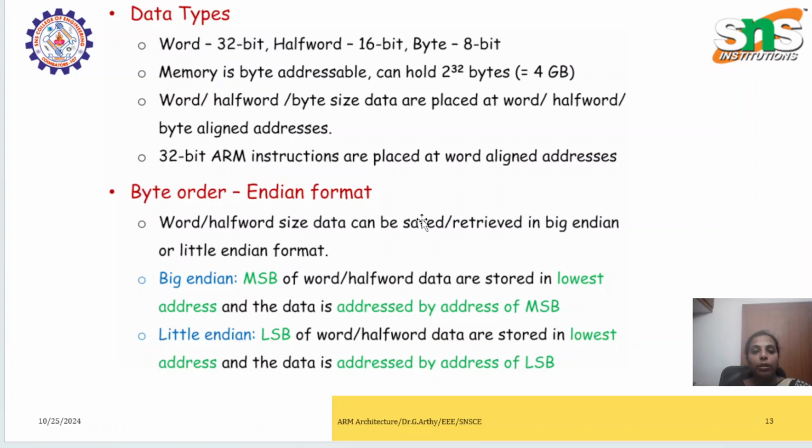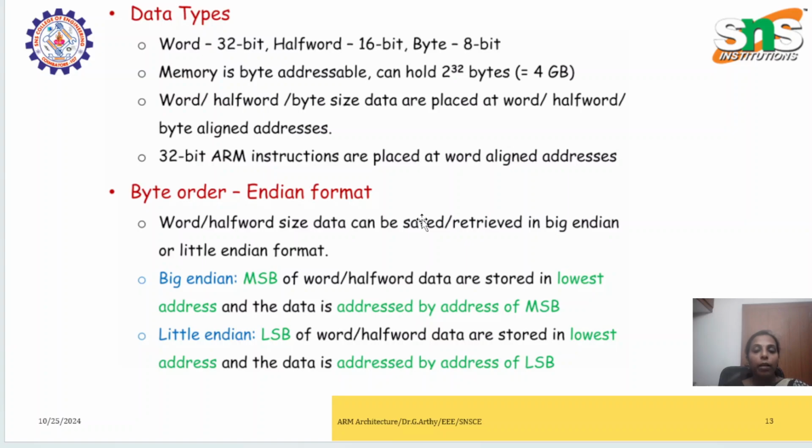Then different types are there in data types. Whenever the data is fetched, it can be word, half word, bit, and byte. We need to know all the different data types. So how is it memory addressable? What is the size of memory? 32-bit ARM instructions are placed at word aligned addresses. And the byte order is in endian format. Big endian and little endian, two types are there.